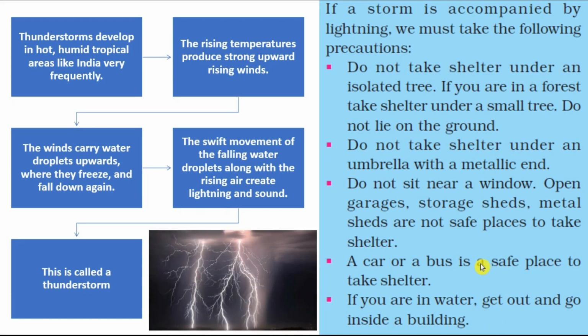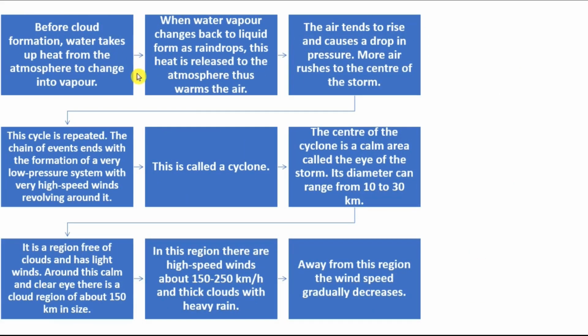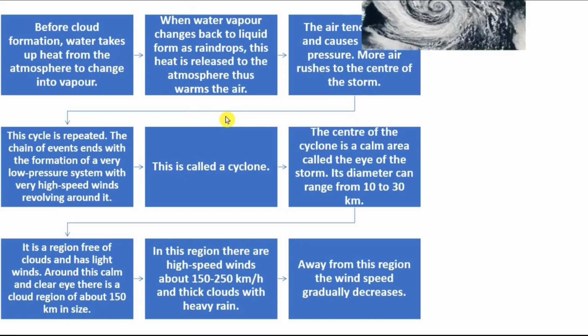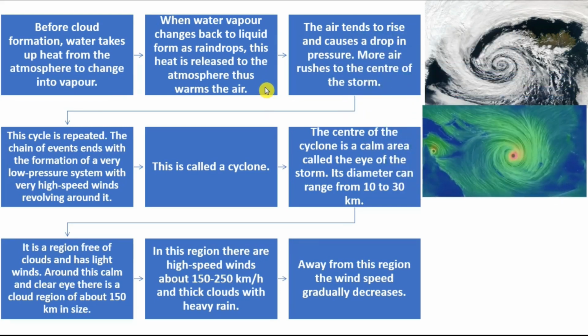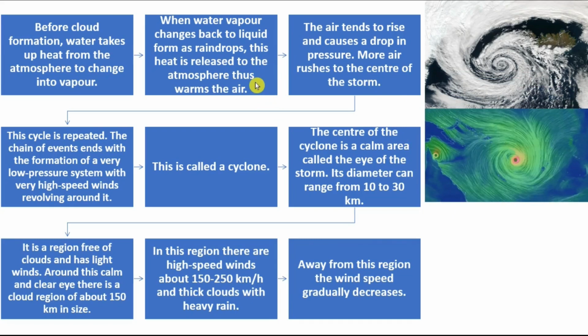Now let's look at cyclone formation. From the thunderstorm the cyclone originates. What happens is that before the cloud formations, the water takes up heat from the atmosphere and this water changes into water vapor. When water vapor changes back to liquid to form raindrops, this heat is released into the atmosphere and thus this heat warms the air.